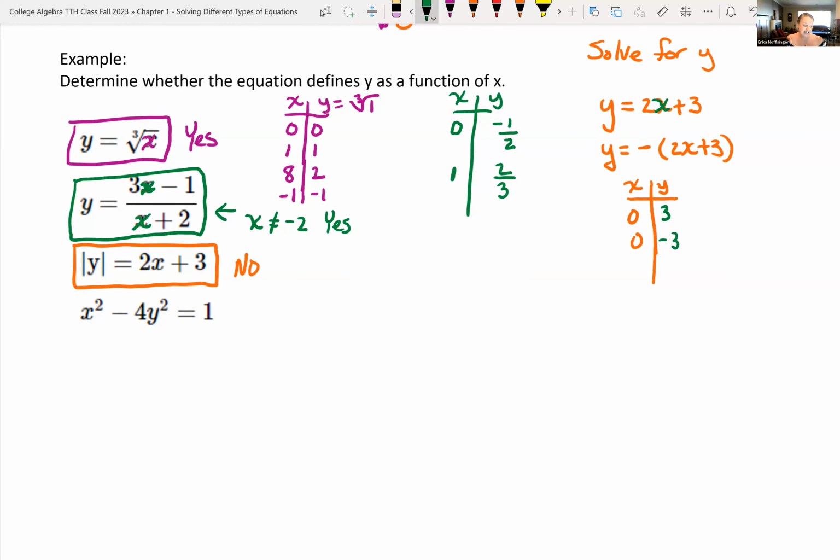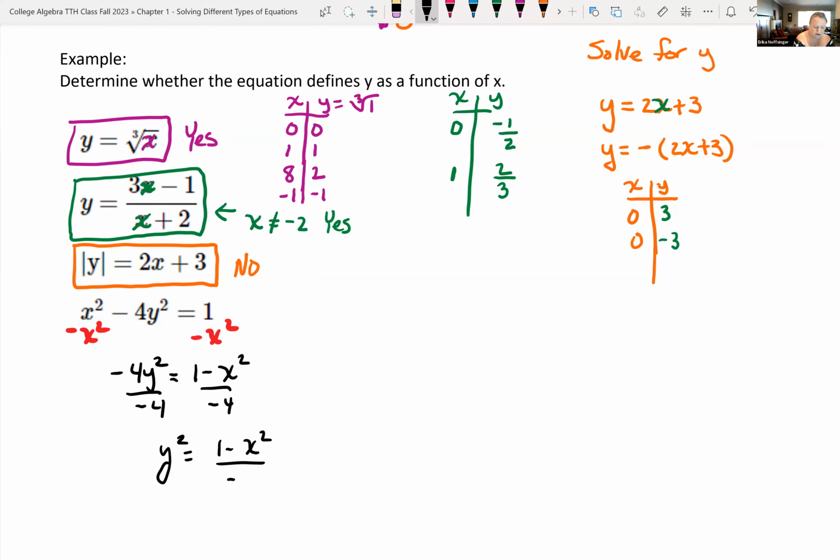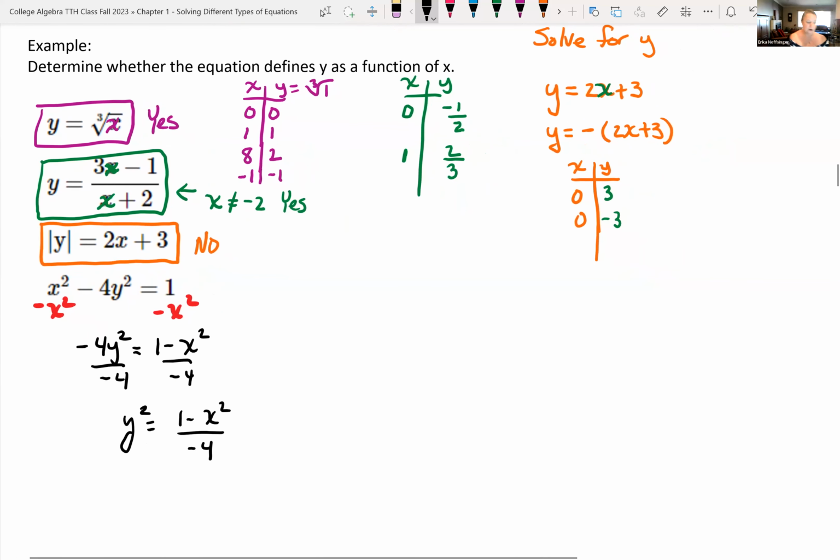So same as the last example, we don't have y by itself. We want to get y by itself. And so we could do so by isolating the term with y. So we could subtract x squared on both sides of our equation. We would get that negative 4y squared is equal to 1 minus x squared. We could divide both sides by negative 4. So we get y squared is equal to (1 minus x squared) over negative 4. We can get rid of the square by using the square root method, take the square root of both sides.